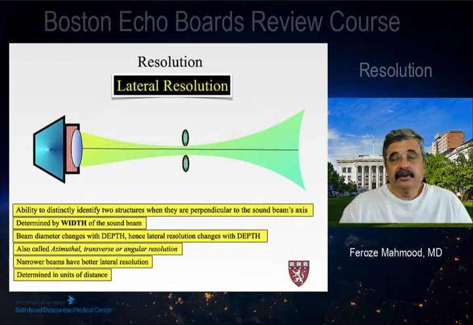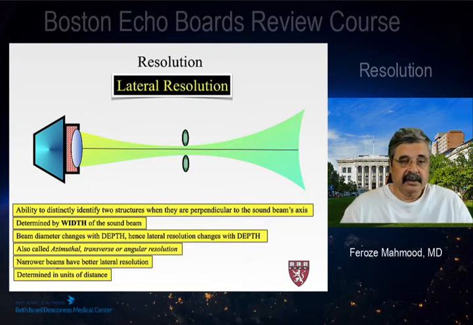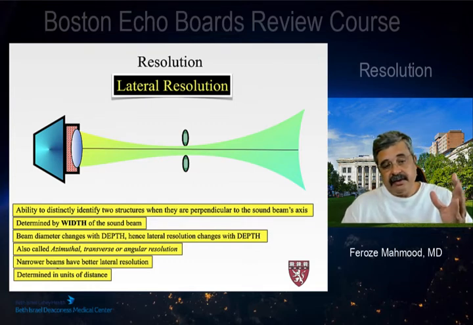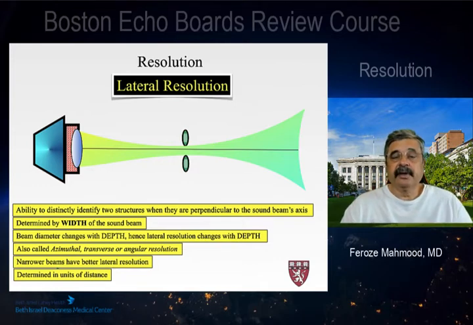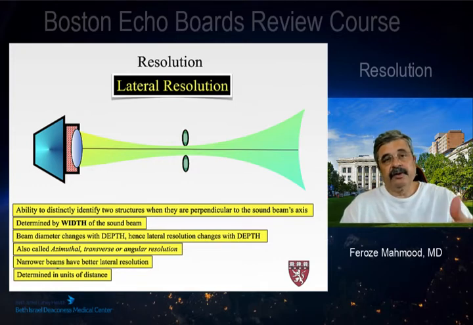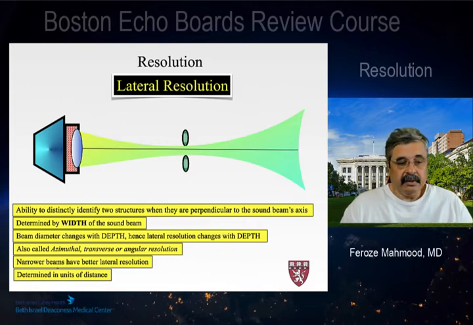The lateral resolution is the ability to distinctly identify two structures when they are perpendicular to the sound beam's axis. As you can see from the graphic, this is determined by the width of the ultrasound beam. And as the beam diameter changes with depth, lateral resolution changes with depth, which means it is not as good at the start of the beam, it is best at the focal point, and then further deteriorates as you go into further depth from the focal point.